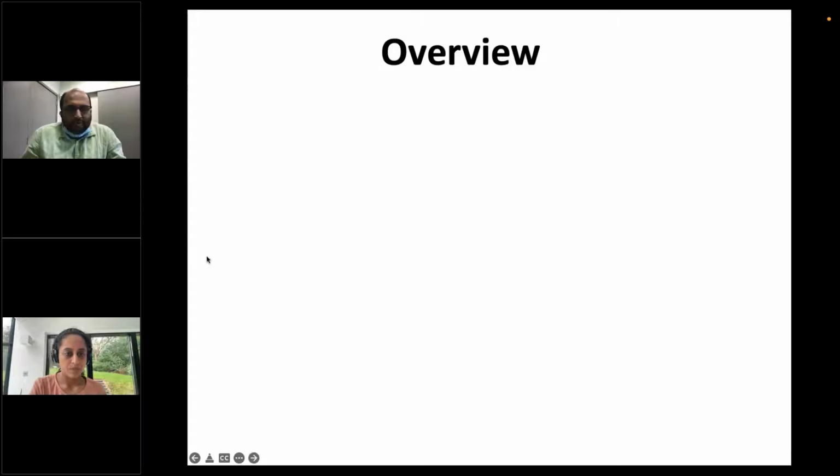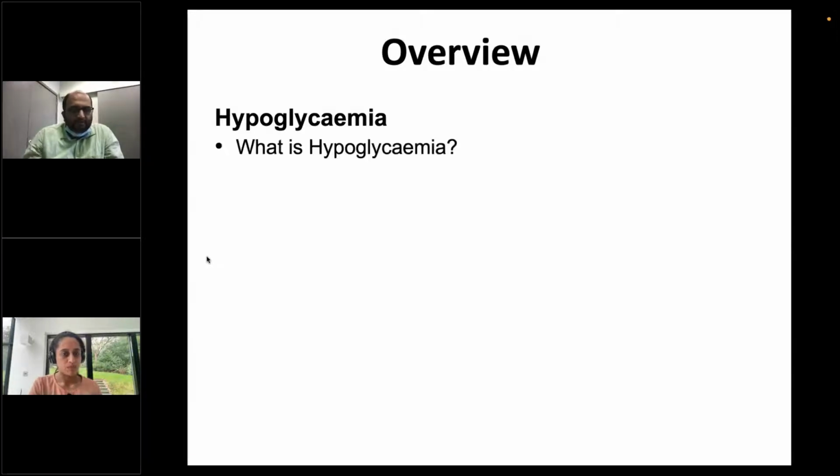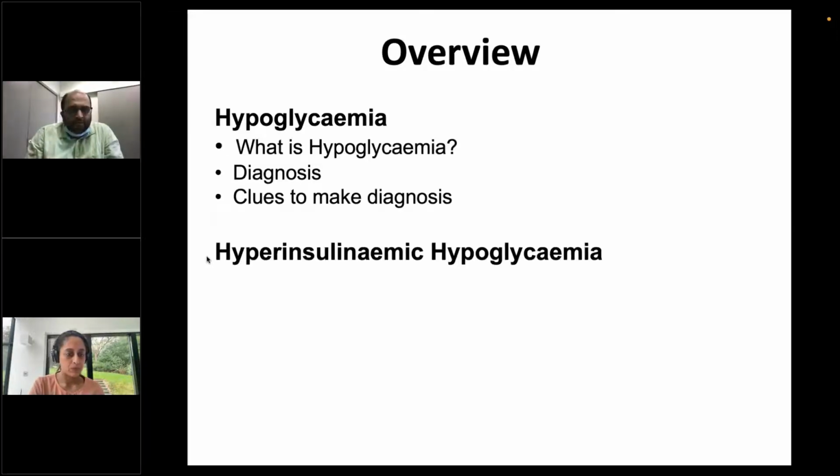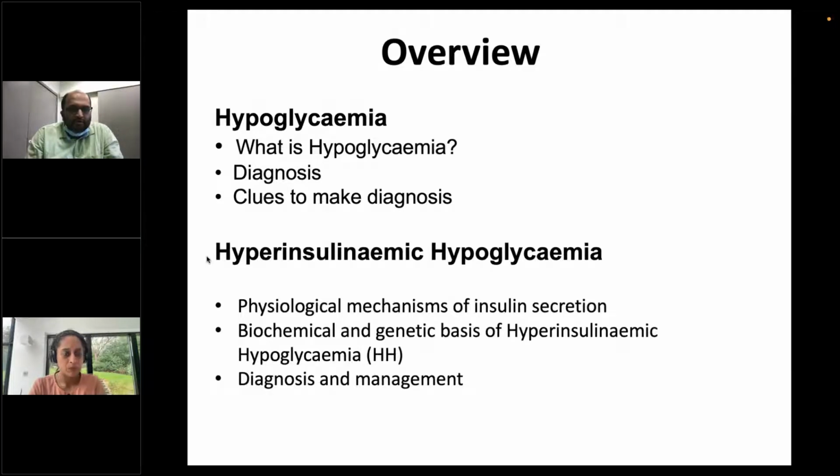So this is just a quick overview of what I'm going to talk about. First of all, I'll mention hypoglycemia and what's a normal blood glucose range, how we make the diagnosis and clues to make the diagnosis. Then I'm going to talk about one of the causes of recurrent hypoglycemia, that is, the biochemical mechanism of insulin secretion, the genetic basis, and diagnosis and management.